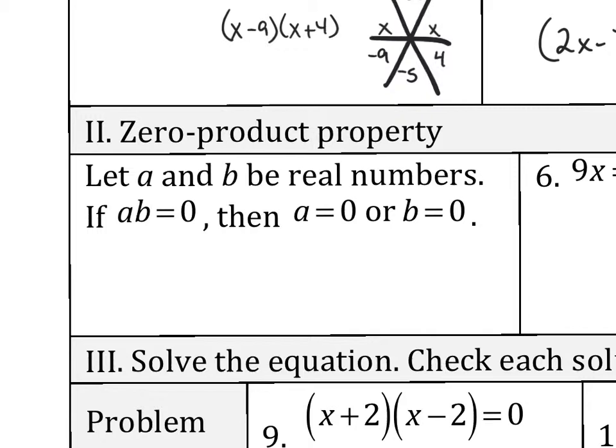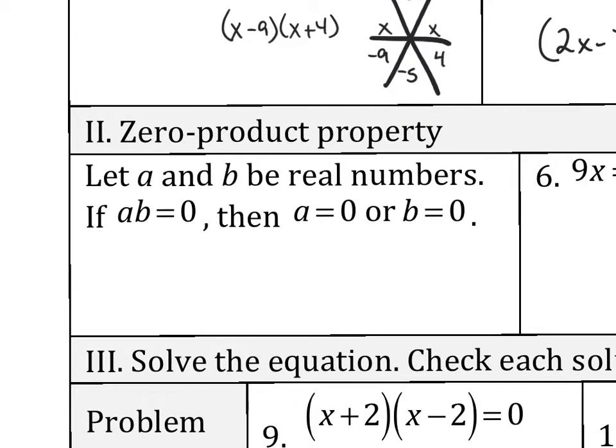The second important thing besides factoring that we need to know is how to use this property called the zero product property. It states this: let A and B be real numbers. If A times B is 0, then A is 0 or B is 0. Just logically speaking, one or both of them need to be 0 if this is true. So to summarize, if two things multiply to 0, one of those things has to be 0.